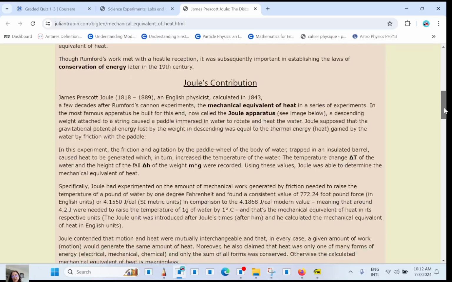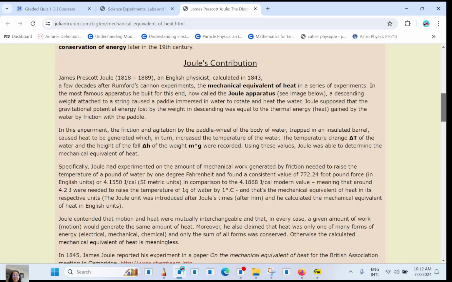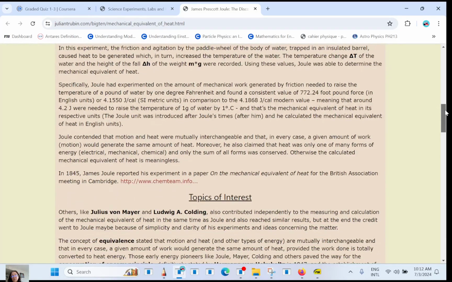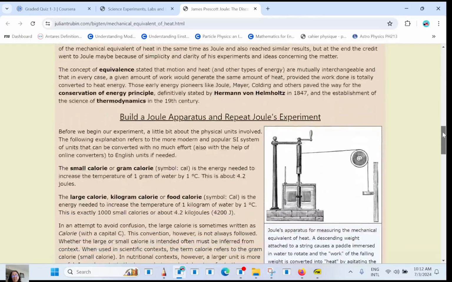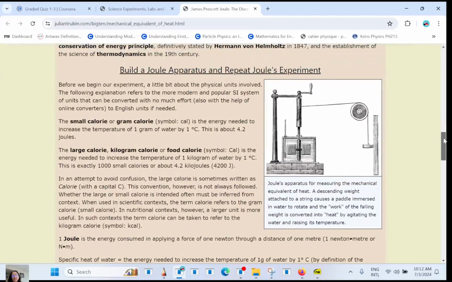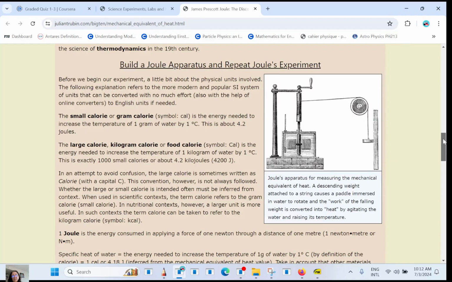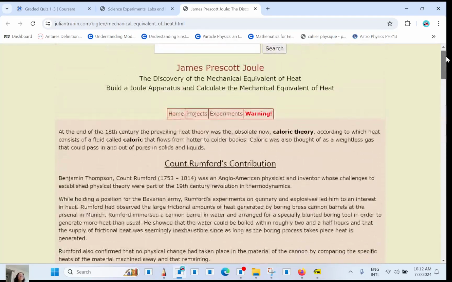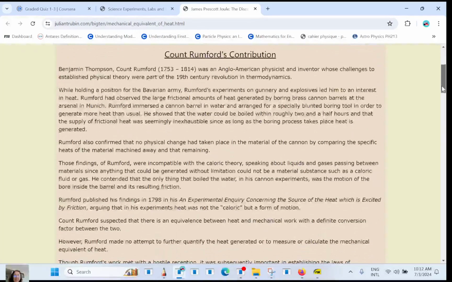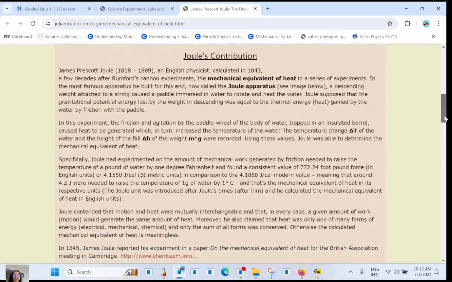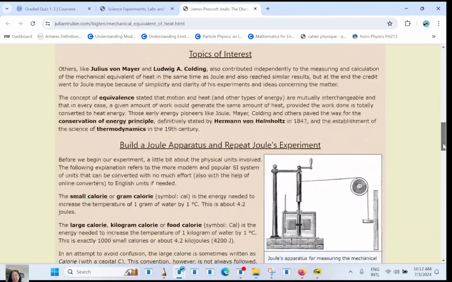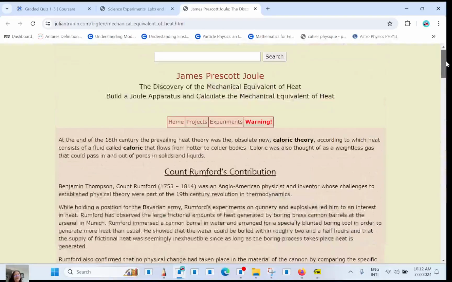And that was further developed by Joule in 1843, which is the first law of thermodynamics. So I recommend going on that website here, or you can take a screenshot, but it's better to go on the website itself.